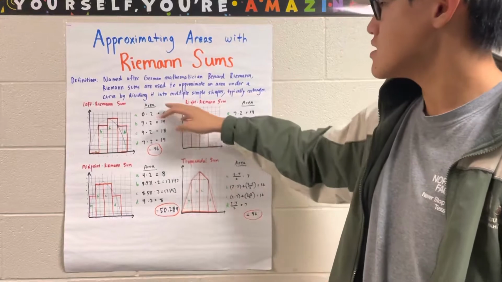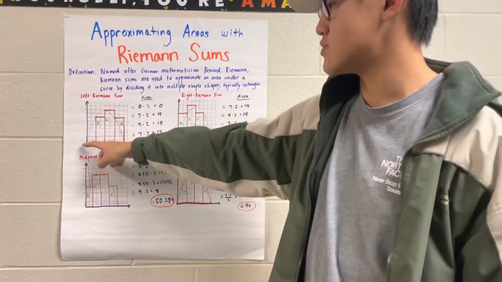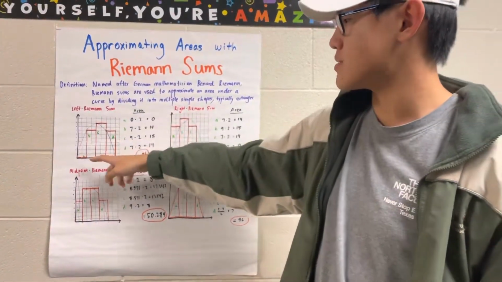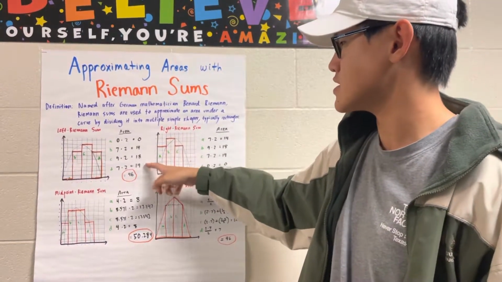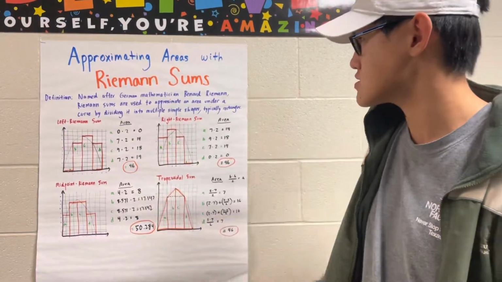Just multiplying length by width, we can find the area of each subinterval, in this case A, B, C, D, and find 0, 14, 18, and 14, adding up to our approximate area of 46.